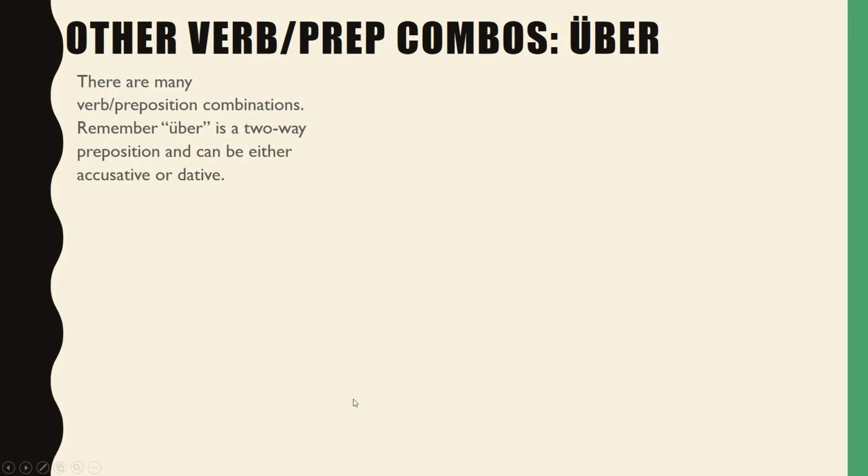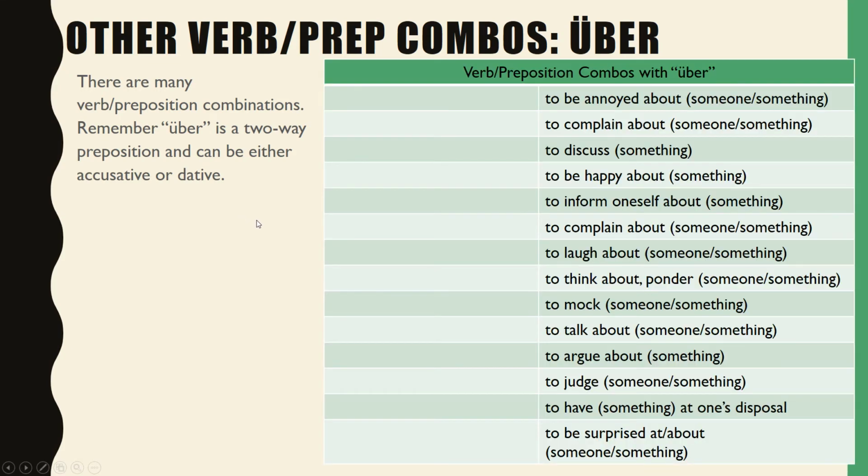Next we have über. There are many verb preposition combinations. Remember, über is a two-way preposition and can be either accusative or dative. If you wish to practice, pause the video now.